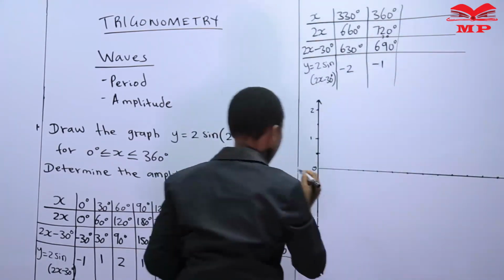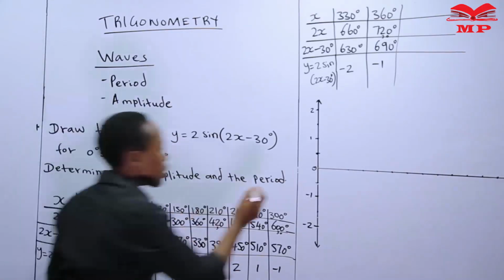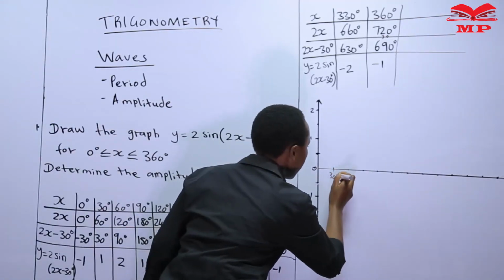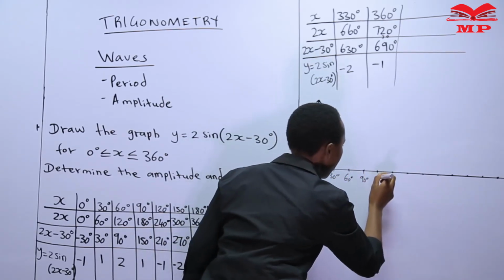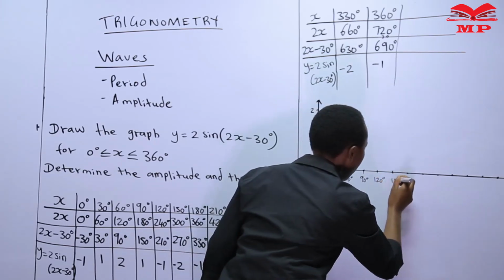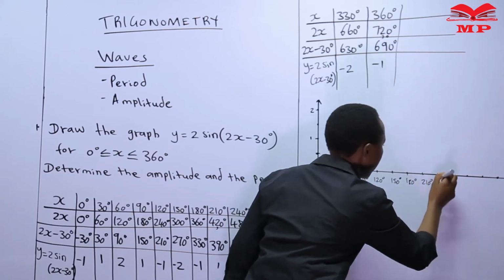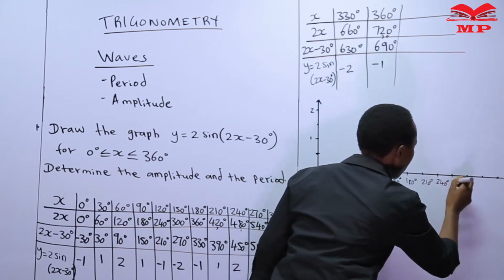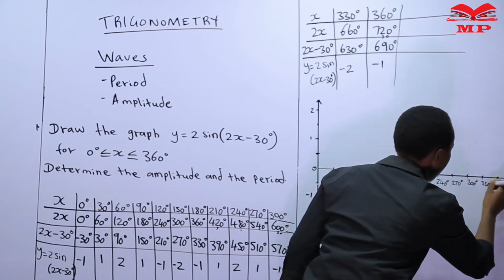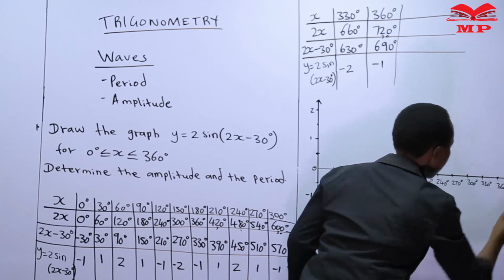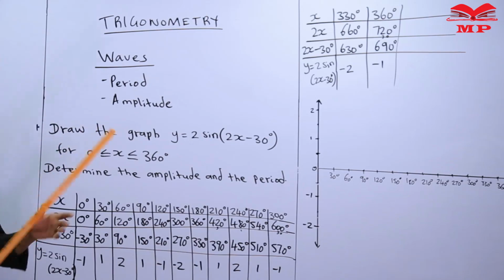So we have this as 0 to 360 degrees. So we have our 30 degrees, 60 degrees, we have 90 degrees, 120, 150 degrees, 180, 210, 240, 270 degrees, 300 degrees, 330, 360 degrees. Then now we can plot the points, that is x corresponding with y.